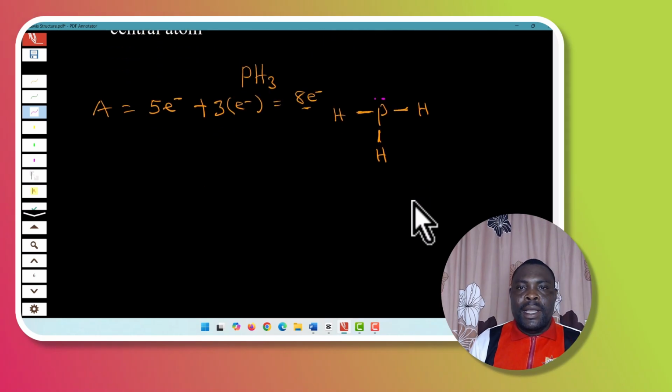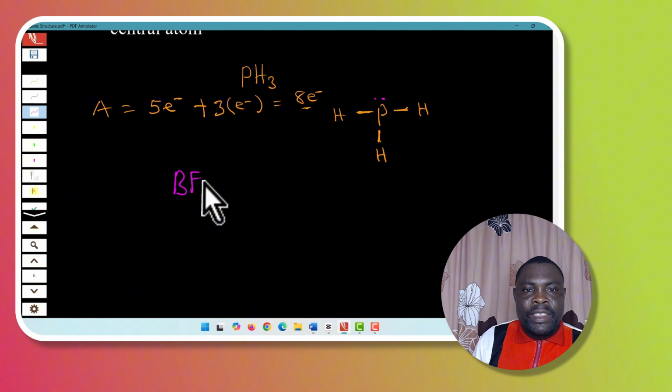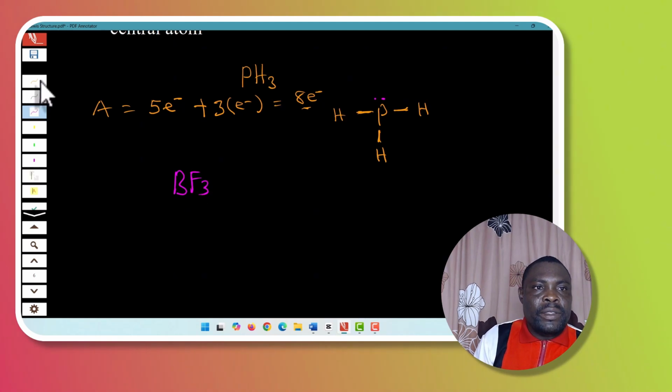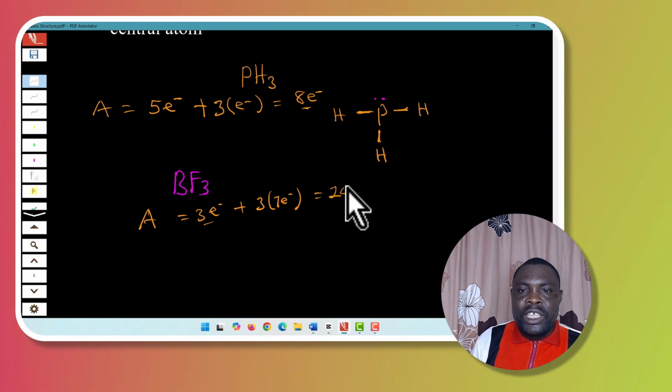Now let's take another compound. Let's take BF3. Now, available electrons: boron is in group 3, that will be 3 electrons, plus fluorine, which is in group 7. So we have 3 times 7 electrons. 3 times 7 is 21, plus 3, that will give me 24 electrons. That's the electrons available.